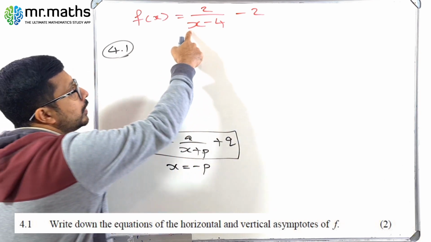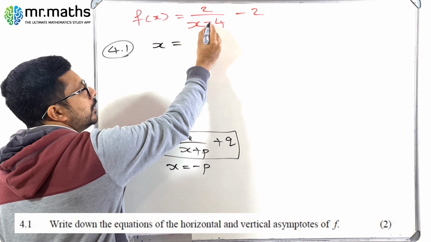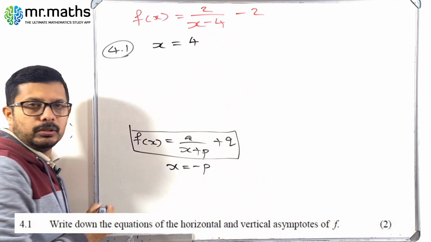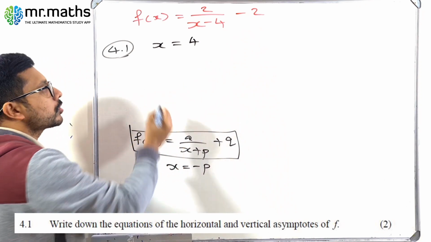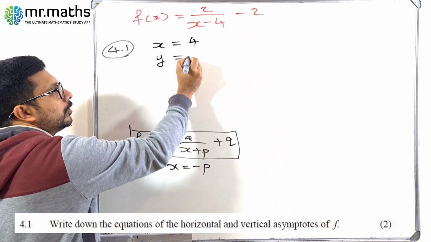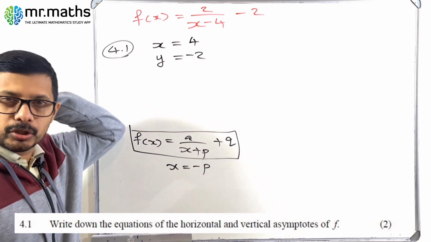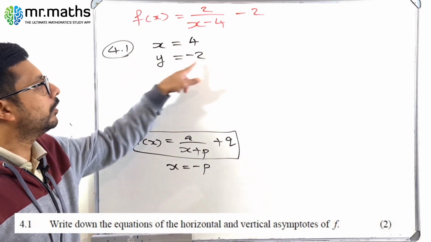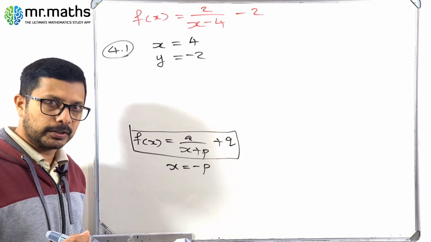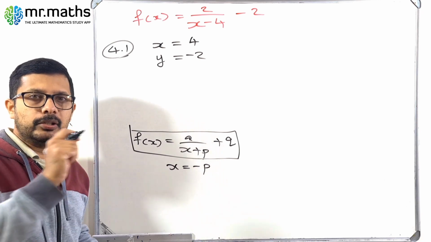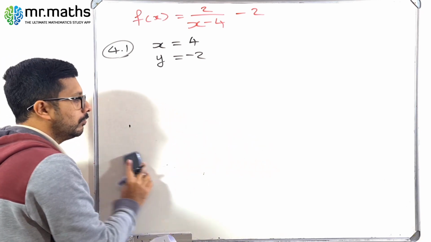Okay, so look at this one, x minus 4. What are we supposed to write? x is equal to, since here it is minus, you have to write positive 4. But no change in this sign, there it is minus 2. So when we write the equation, y is equal to, same sign, don't change there. So what are the equations of the asymptotes? x is equal to 4 and y is equal to minus 2. What is actually this asymptote? That dotted line, you remember? This vertical dotted line and horizontal dotted line. So that is question number 4.1.